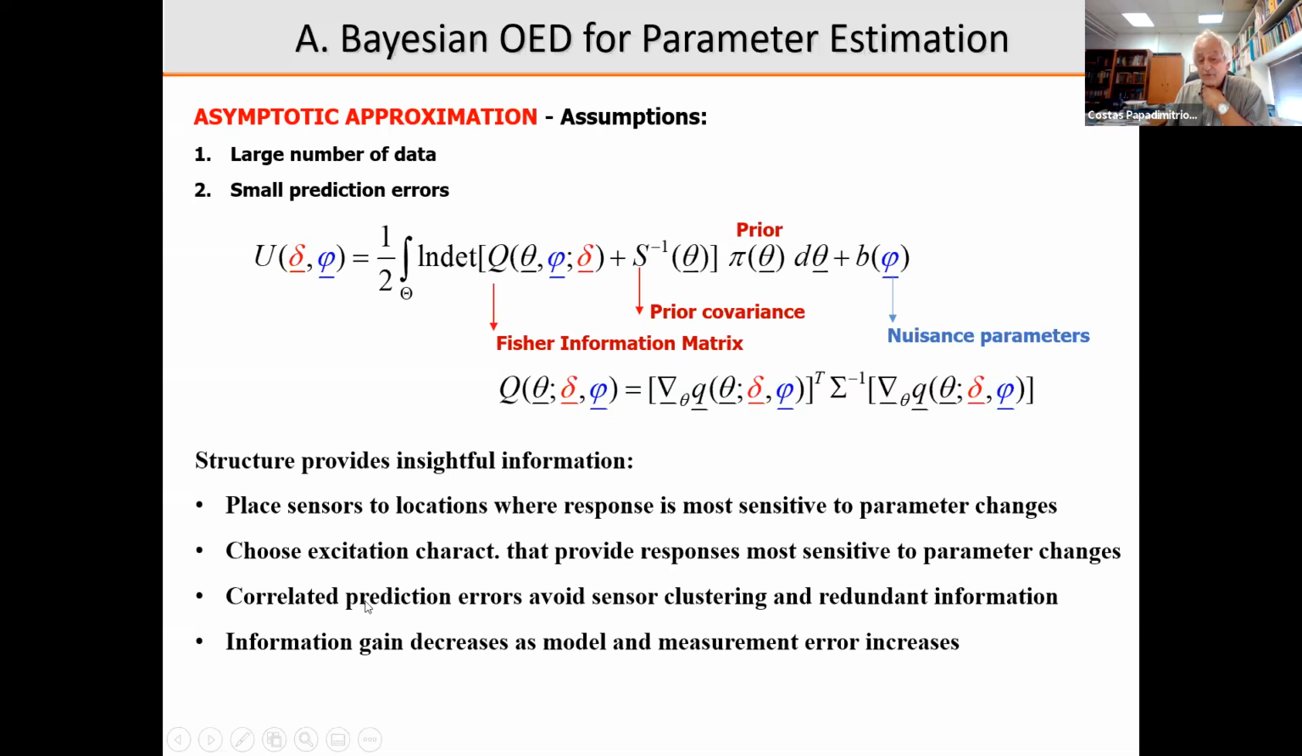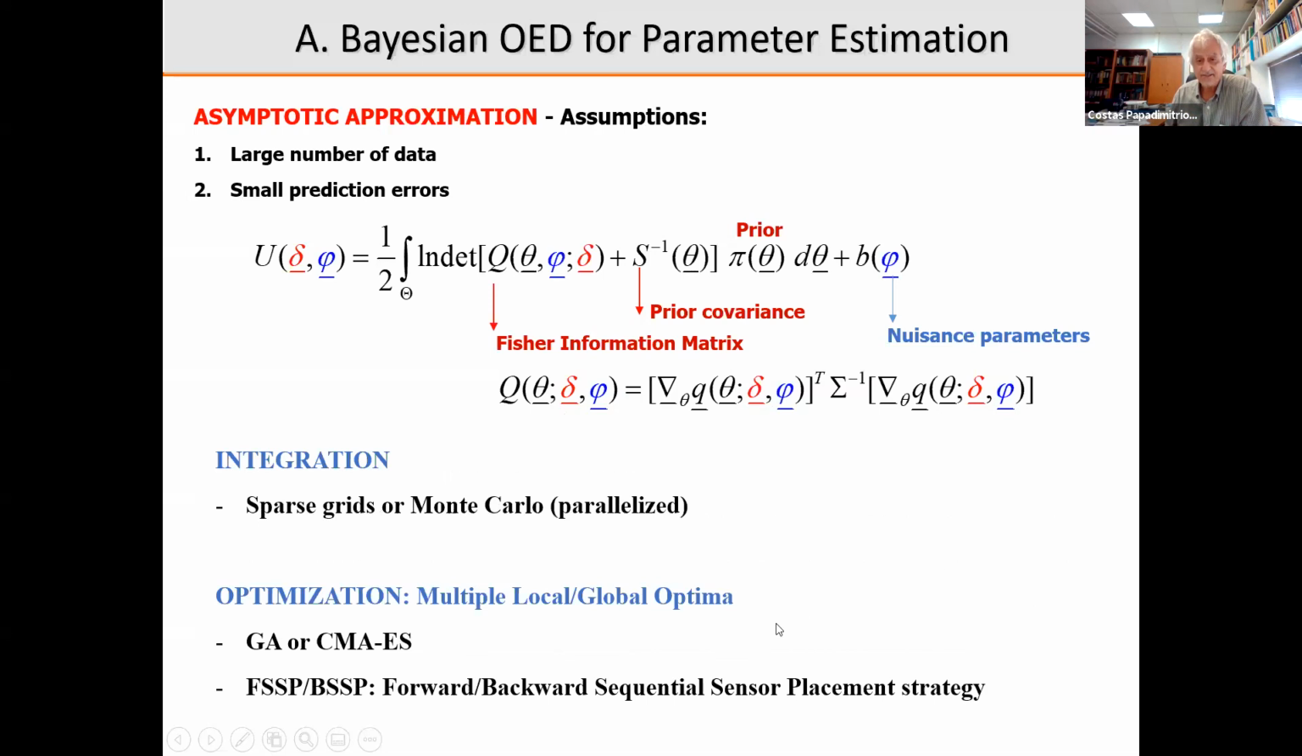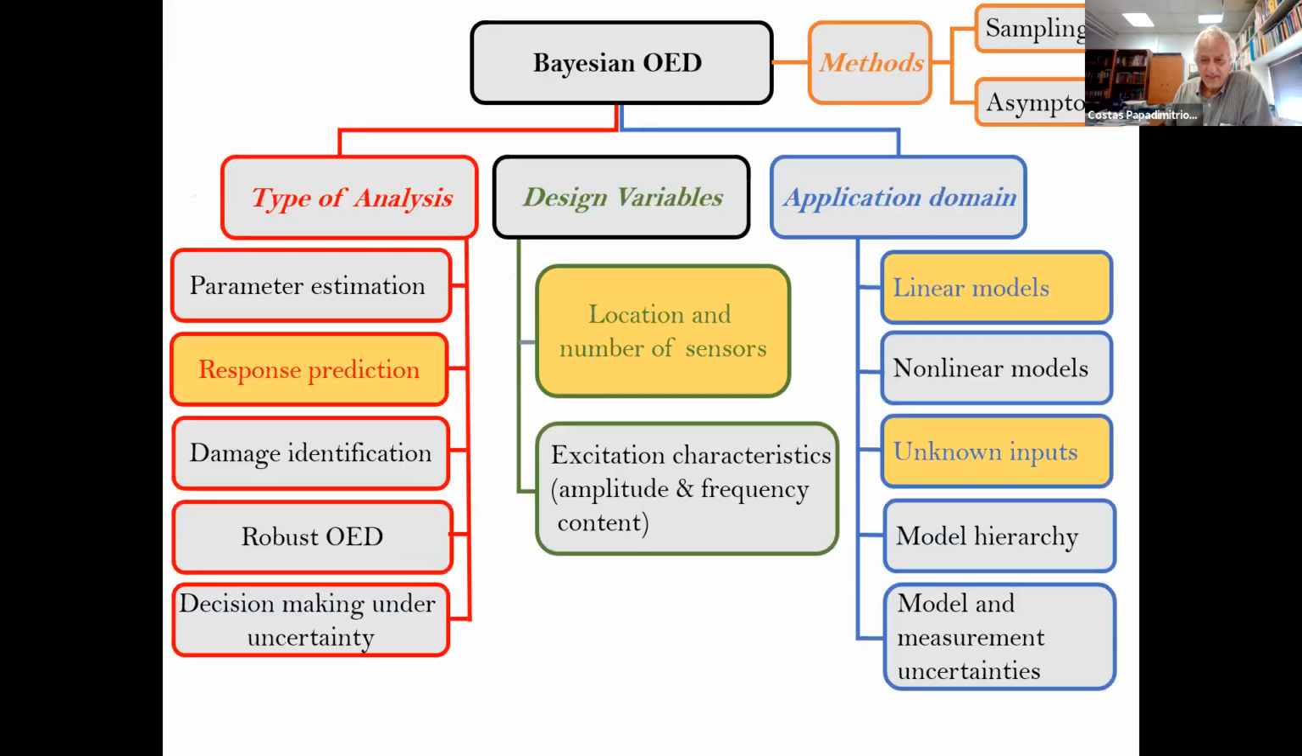Okay. We have talked about using the structure of this nice asymptotic approximation. We have talked about how, using correlated prediction errors, we can avoid sensor clustering and redundant information, in a paper by the first speaker. And also you can show that the information that you gain decreases as the model and measurement error increases. I'm not going to present results from this, but I'm going to stay in these results. I'm going to assume that I want to design sensor locations to predict responses.